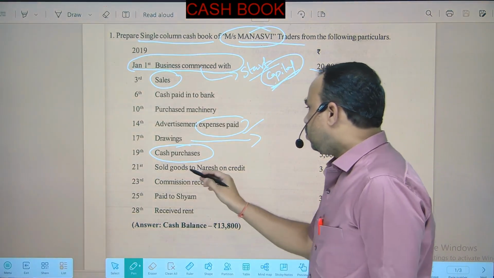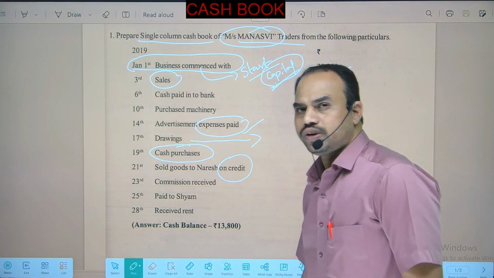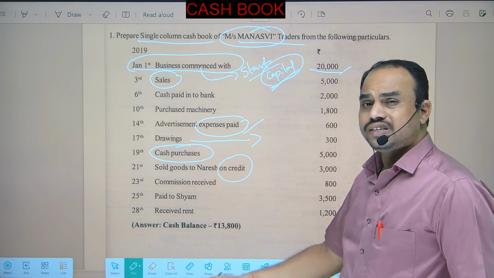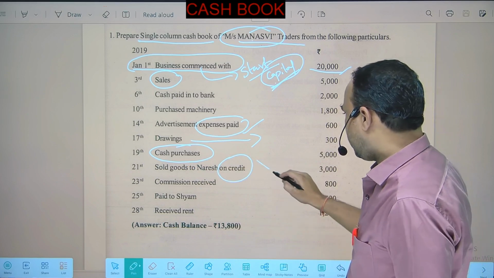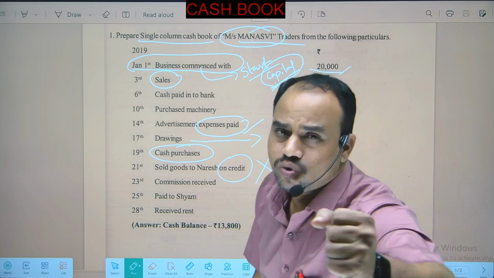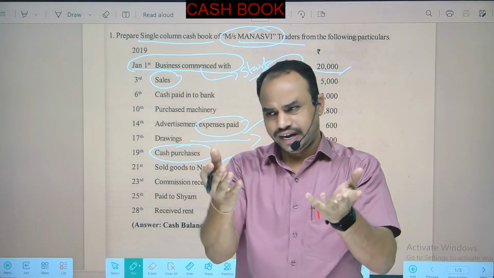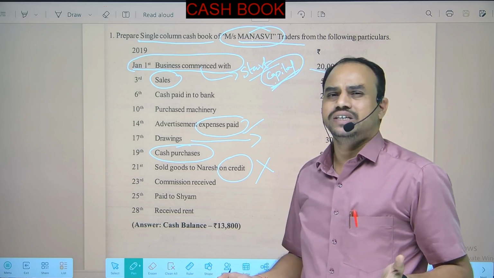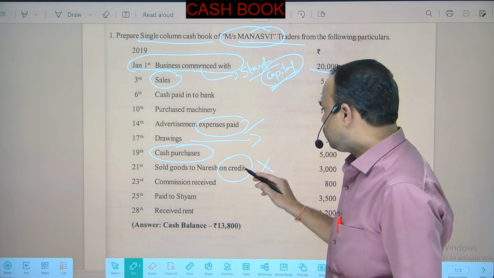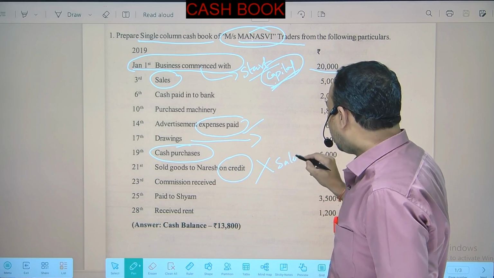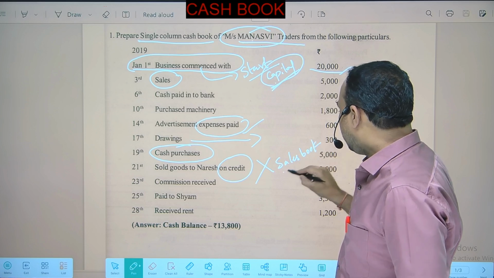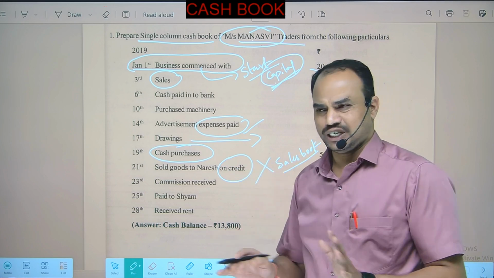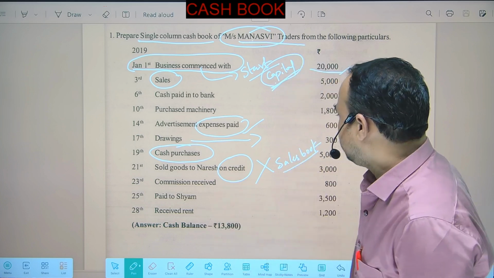Next one. Sold goods to Naresh on credit. Even though it does not say on credit, sold goods to Naresh means that is a credit transaction. We sold goods to Naresh, but we did not receive cash. In which book will we write this? We will write it in the sales book, not in the cash book. Yesterday I explained these problems, in the last video. We will write this in the sales book, not in the cash book, because this is not a cash transaction. Okay, see the next one.